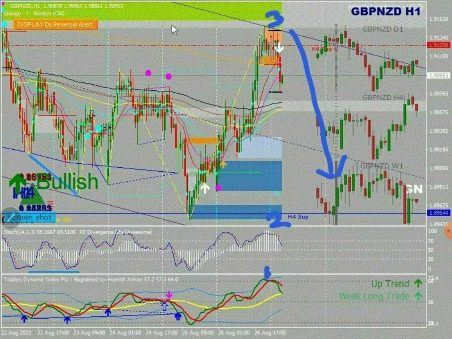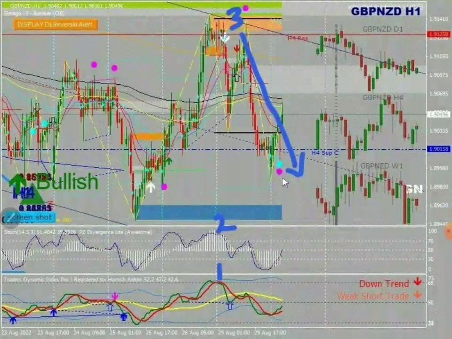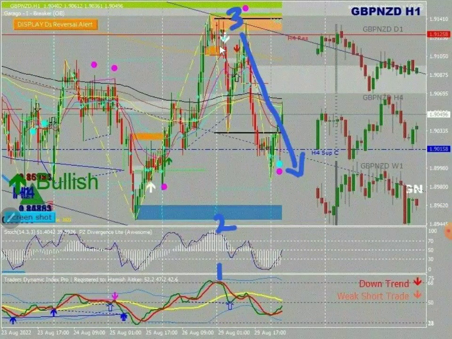What are the confluences? We have the fair value gap. We have the H4 trend line. So let's see the outcome. You can see the price moved in our favor. So that's all on the breaker, how to trade the breaker alert. Thank you very much. All right.